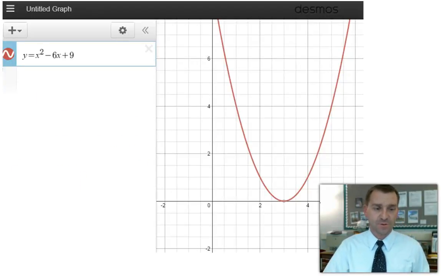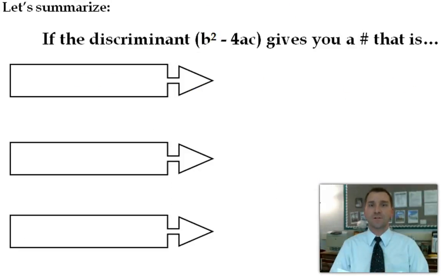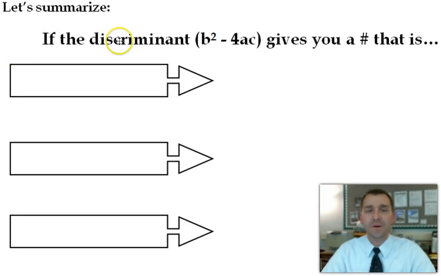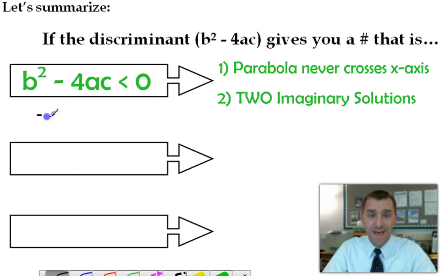So let me pull this full circle. I'll bring it back to you here. At the very bottom of the paper, let's finally summarize it so you can get loose on doing some things yourself. So at the very bottom of the paper, it says this. If the discriminant itself, b squared minus 4ac, gives you a number that is, first of all, less than 0, like the example we just got, the first one was negative 8, less than 0.